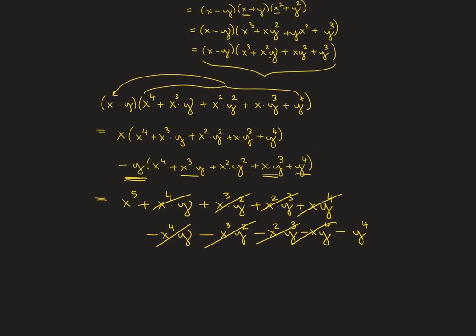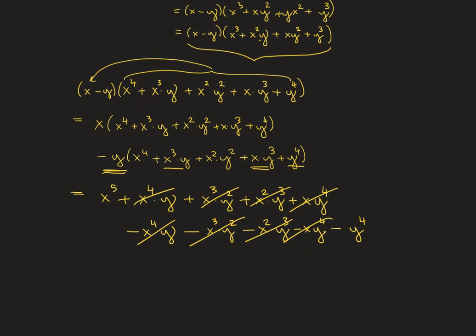And hopefully you guys are probably screaming at me for my blunder right here. That should be y to the fifth. Negative y times y to the fourth is negative y to the fifth. And all I have left, as we were hoping for, is x to the fifth minus y to the fifth. Okay.